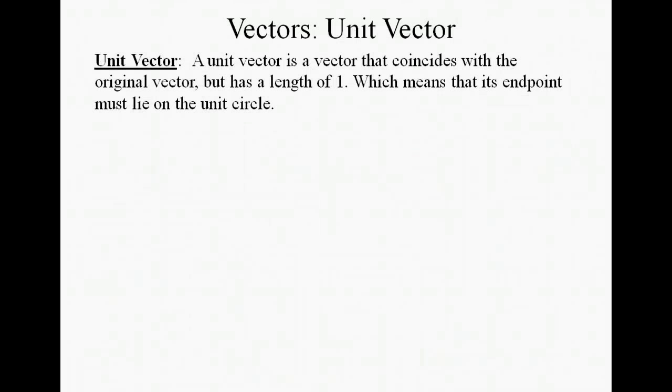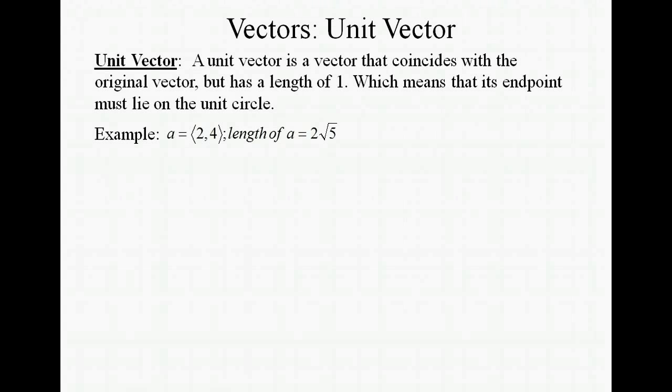A unit vector is a vector that coincides with the original vector but has a length of 1. Since it coincides with the original vector, it must be a scalar multiple of the original vector. Since it has a length of 1, it must lie on the unit circle.